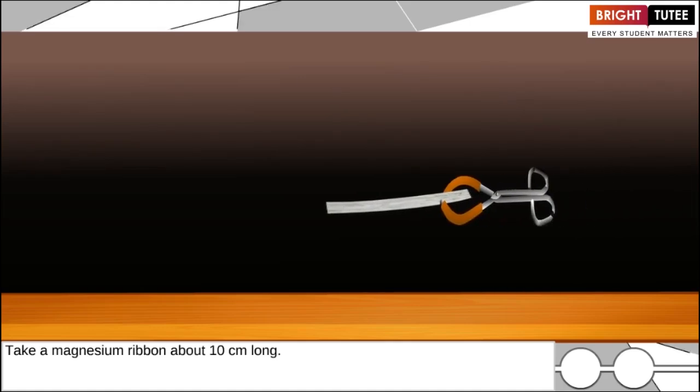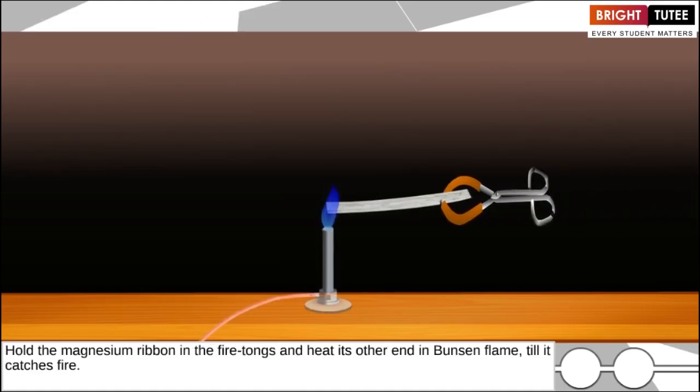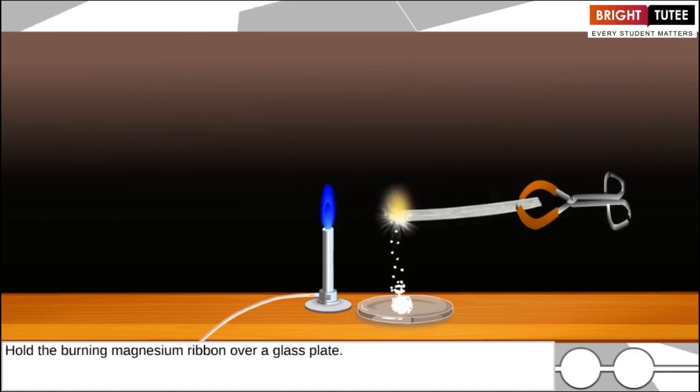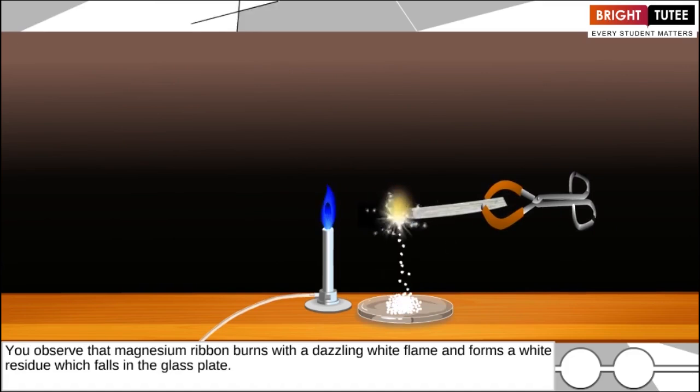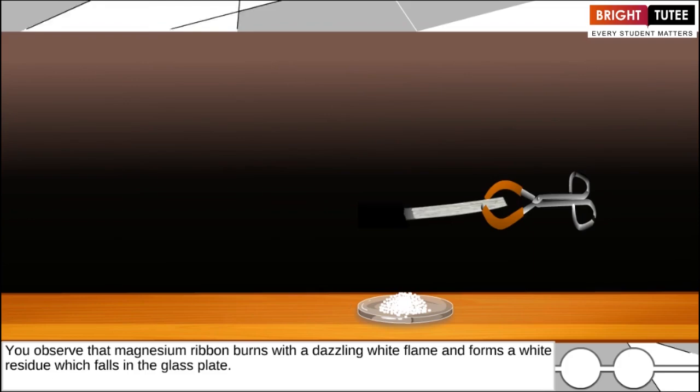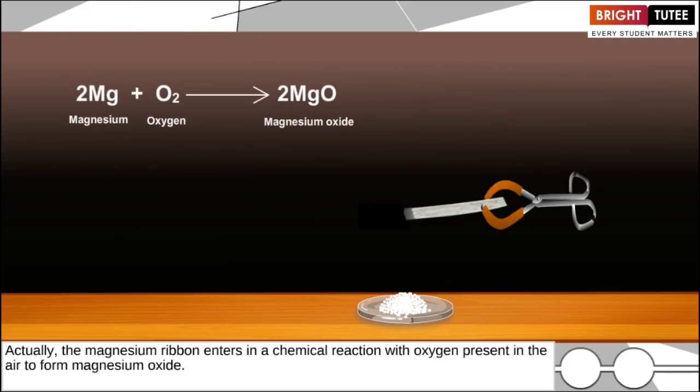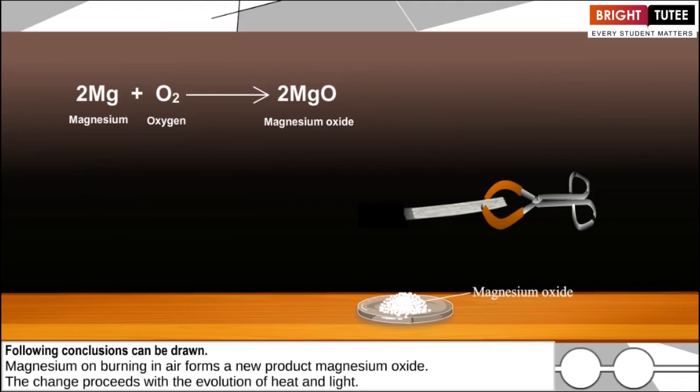Take a magnesium ribbon about 10 centimeters long. Hold the magnesium ribbon in the fire tongs and heat its other end in a Bunsen flame till it catches fire. Hold the burning magnesium ribbon over a glass plate. You observe that the magnesium ribbon burns with a dazzling white flame and forms a white residue which falls in the glass plate. Actually, the magnesium ribbon enters in a chemical reaction with oxygen present in the air to form magnesium oxide.